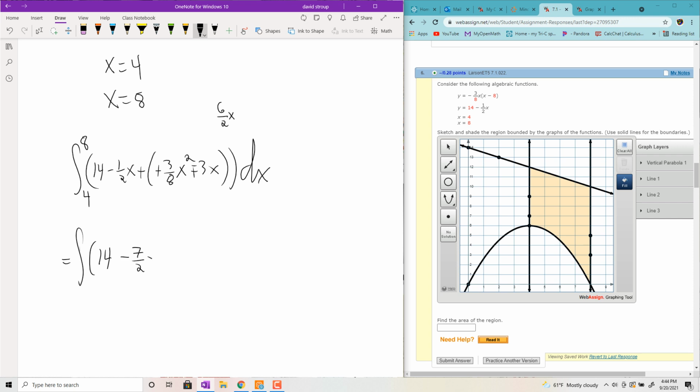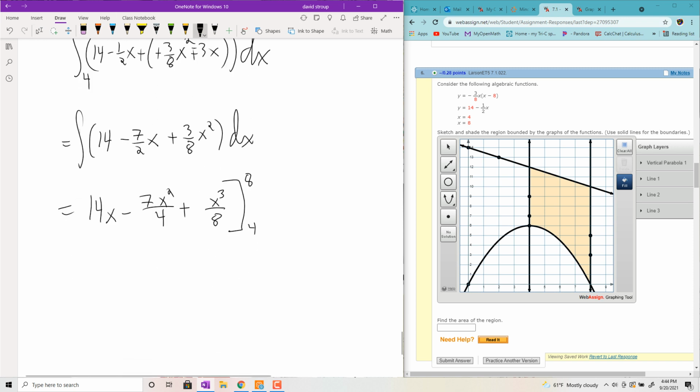7 halves x, and then plus 3/8 x squared dx, and then I got to do power rules, so 14x minus 7x squared all over 4 plus 3x cubed all over 24, but simplifying, you just get x cubed over 8. And then I evaluate that on the limits, putting the limits into the antiderivative. So first plugging in 8.